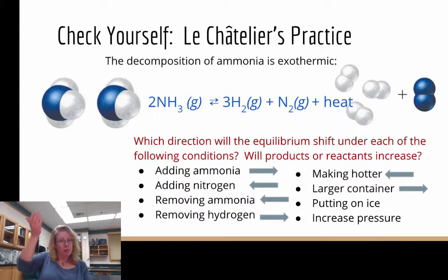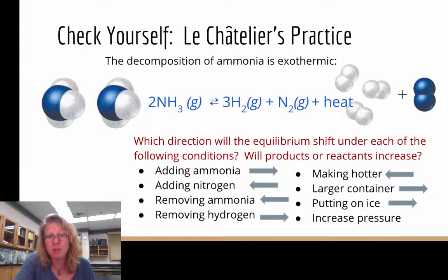So if I make it colder, remove heat, it's going to shift to the right. And again, if I shift to the right, it means I have less of this stuff and more of that stuff. So it's going to shift that way. I will have less ammonia, more hydrogen and nitrogen.